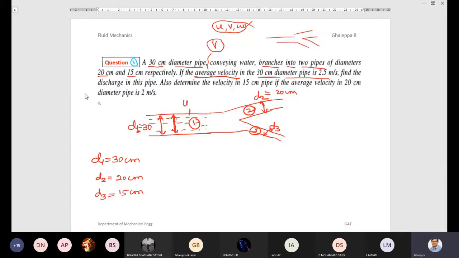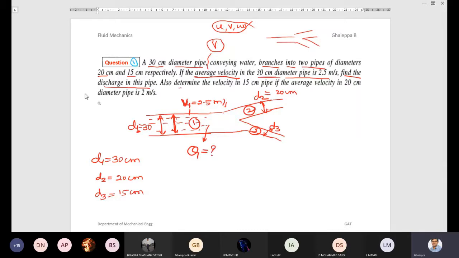So what is the velocity in the first pipe? 2.5 meter per second. Sorry, I have taken u. I should not take u here, I will take only V because it is a resultant velocity. Don't take u, v, w. If you take u, it will become velocity in x. Okay. Find the discharge in this pipe. So he is asking the value of discharge in the first pipe. So Q1 is equal to how much?